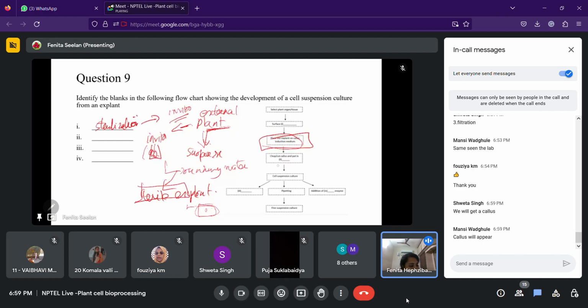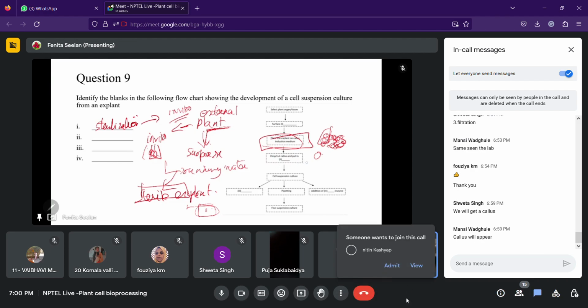So now you got a callus. So callus will be what? It will be like this, na? Somewhat undifferentiated. It will not have a defined shape or structure to it. It will be of whatever kind it is. So now you are going to take portions of this. That's why it is written chop or cut callus and put it in liquid medium.